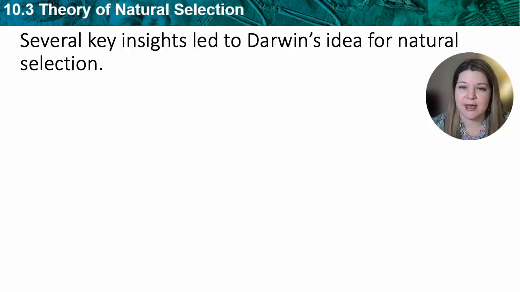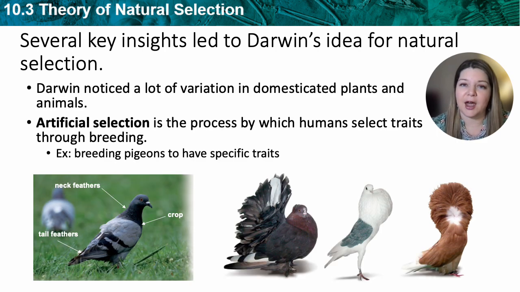There were several key insights that led Darwin to this idea of natural selection. And they actually began before he even set foot on the HMS Beagle for his famous 5-year journey around the world. He noticed that there was a lot of variation in domesticated plants and animals, and he himself was actually a pigeon breeder. So what you see at the bottom of the screen here on the left is just a normal wild pigeon. And then on the right, there are 3 different breeds of pigeons that have been created through artificial selection, much like we have created the dog breeds that we're all familiar with today.